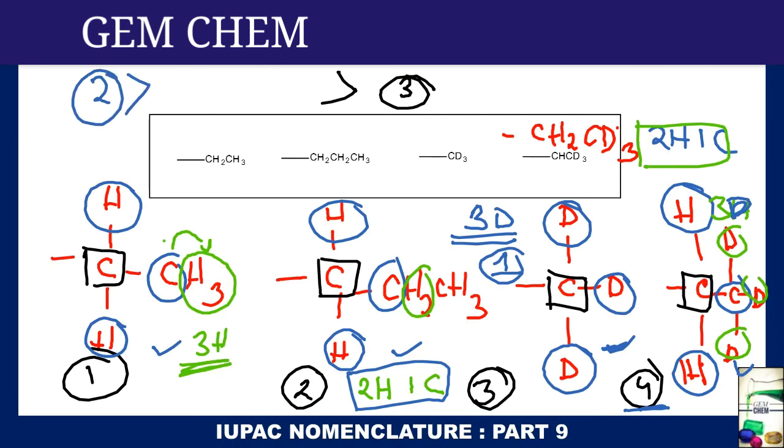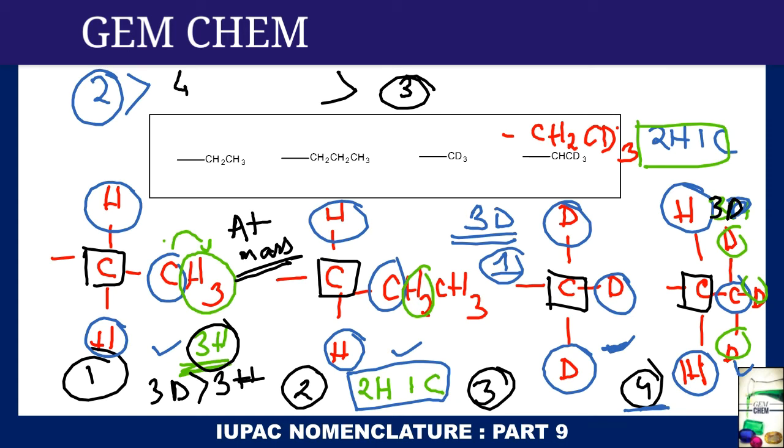Now we have to determine 1 and 2. So let us establish 1 and 2. We are getting 3 hydrogens, whereas here we are getting 3 deuterium. Now there is an importance of atomic mass. Now we will apply the rule of atomic mass since the atomic number rule is exhausted. So here 3 deuterium gets preference over 3 hydrogen. So we can understand that 4 gets more preference over 1. So this is our sequence rule, right?